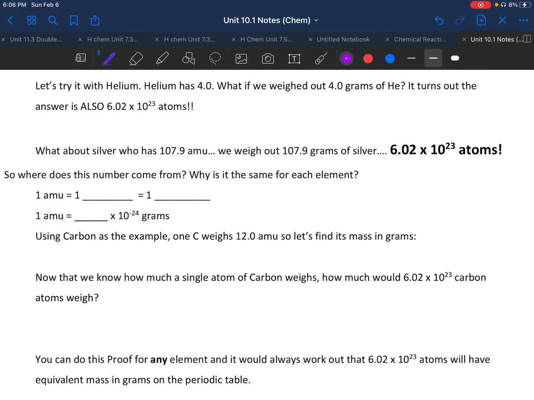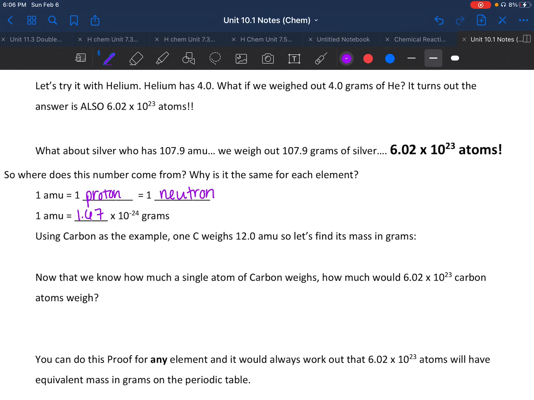I'm going to try to break this down with math here. If we know one atomic mass unit weighs the same as one proton, and therefore the same as one neutron, and you convert this mass into grams, one atomic mass unit would be equivalent to 1.67 times 10 to the negative 24th gram. That's a very, very small number.